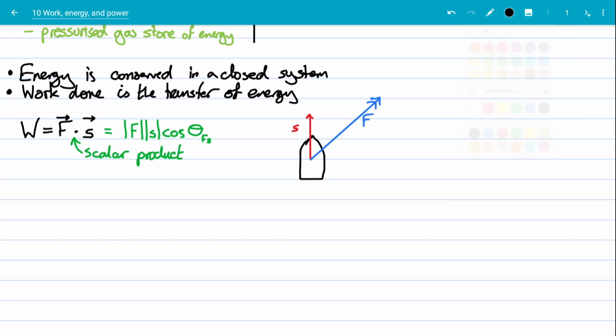Well, what's the work being done by that force? What's the energy being transferred by that force? This is the angle, and in this direction it's the angle between F and S, like this. So we'd use this equation to say the work done would be equal to the magnitude of F times the magnitude of S times the cosine of the angle between F and S. And that would give us our amount of work that's being done by that force.